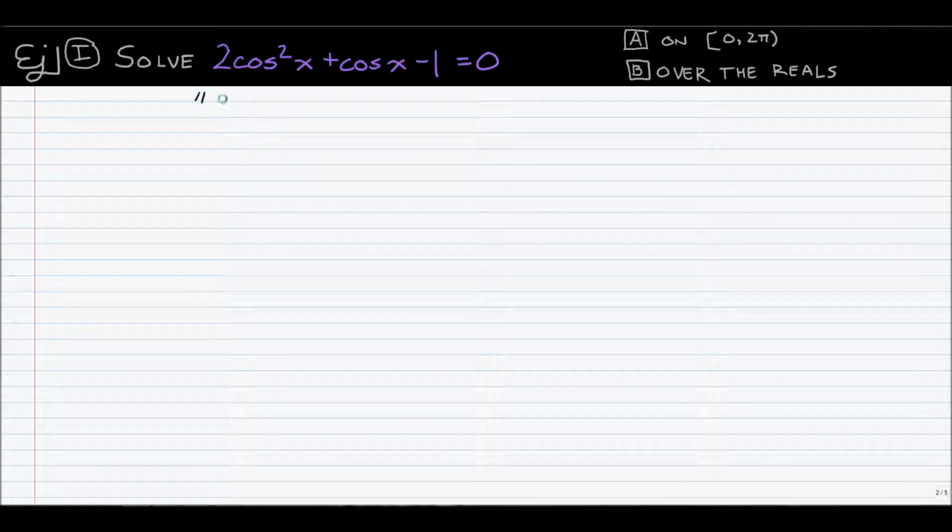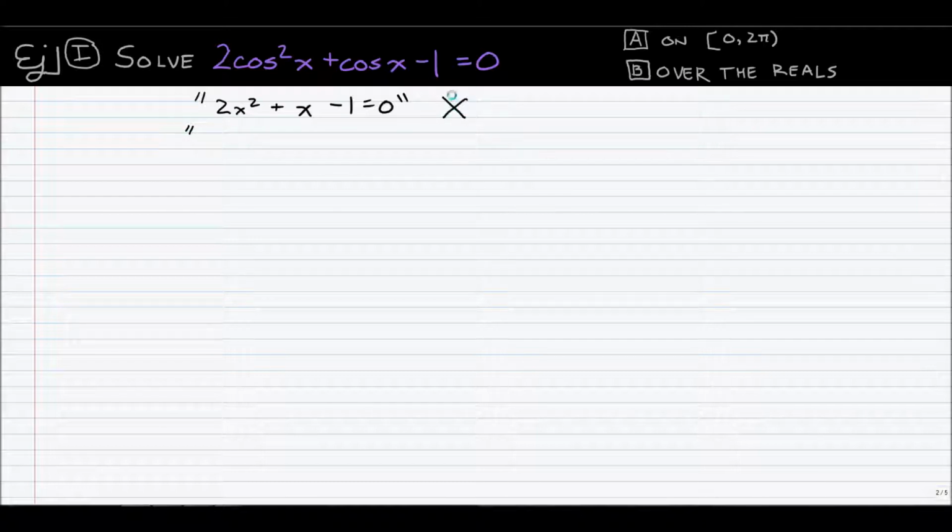Hopefully you think in your head, gosh, Mr. Steele, this looks a heck of a lot like 2x squared plus x minus 1 equals 0. And you know what, you'd be right, Timmy, or whatever your name happens to be. This does look an awful lot like it. So what we're going to start with is we're just going to kind of pretend that it was and factor it down so we can get to a point where we really have a trig equation or two that we can solve.